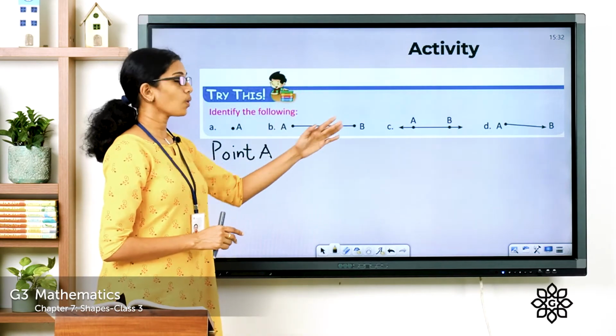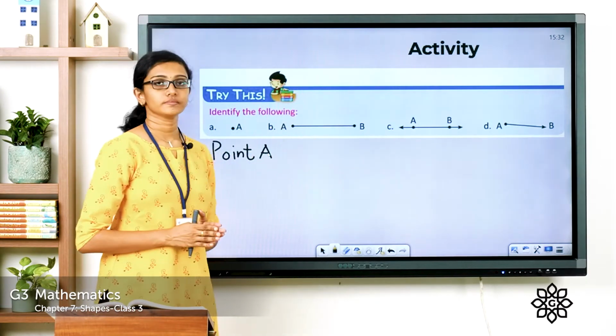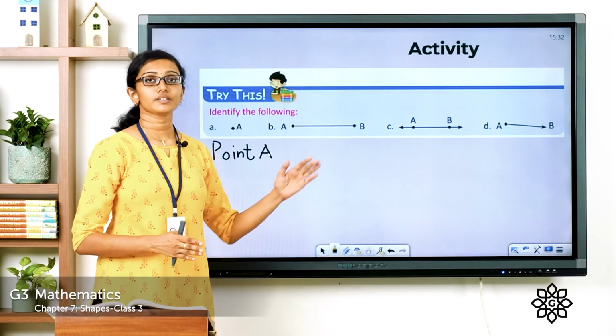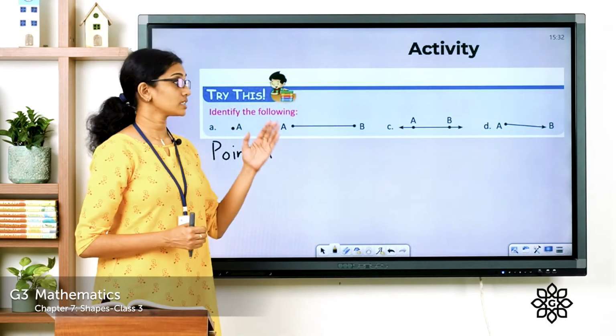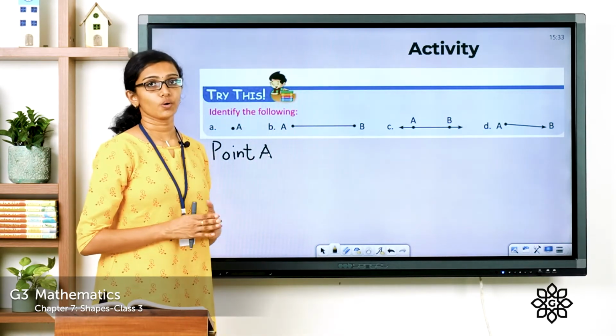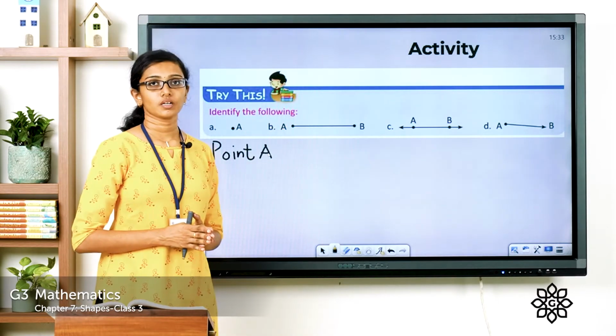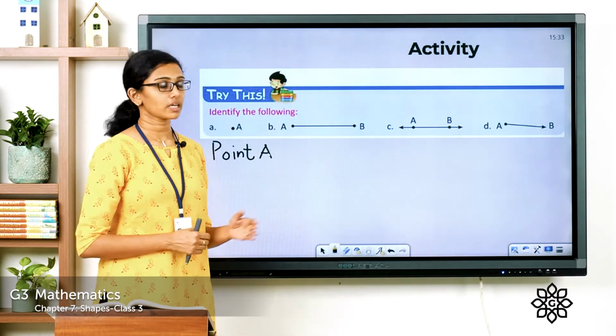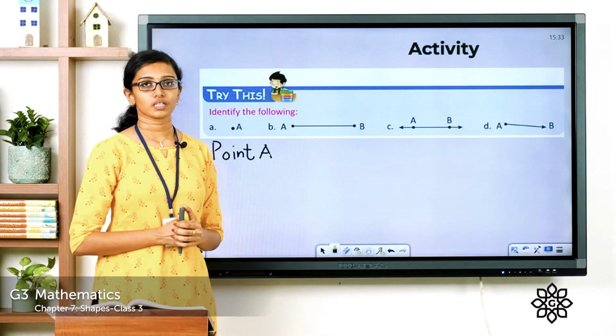Now what about B? You can see two endpoints, A and B. And what is given there? It is a line segment. Is it extending endlessly? No. It has two endpoints. So it is a line segment. So you can write line segment below that question.